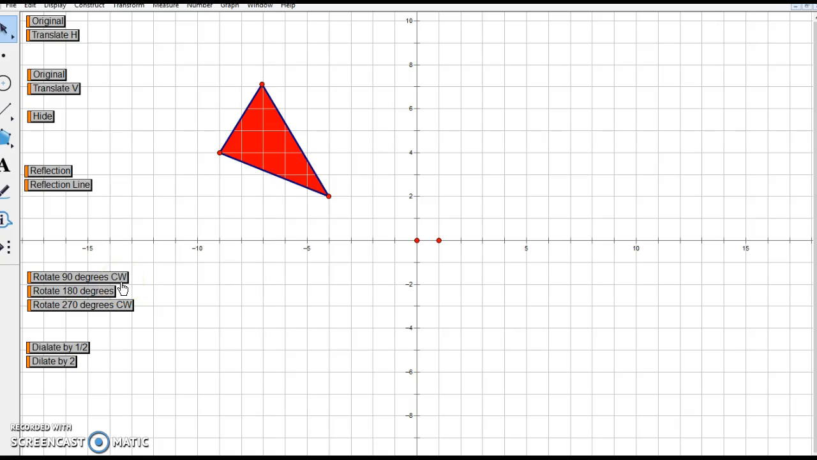So 90 degrees counterclockwise, it rotates like that. Now I'm rotating about the origin. That's the point in the middle here. You don't have to rotate about the origin, but that's most likely what you'll see. We may do a few examples where we rotate about other points.